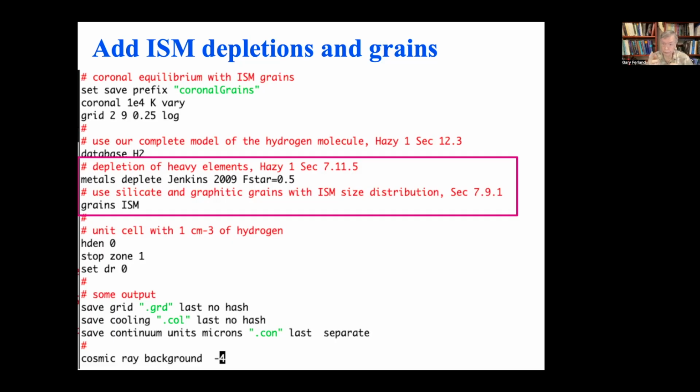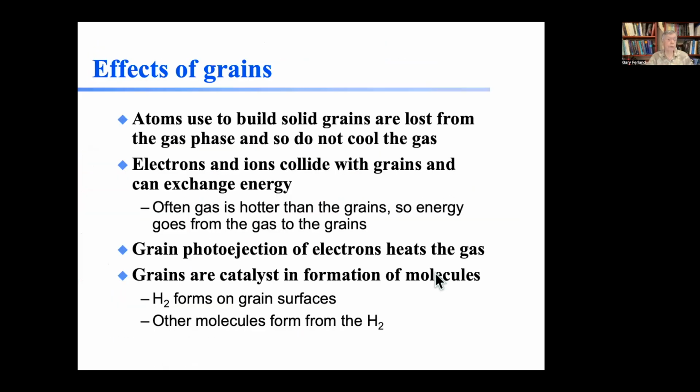One, we're going to deplete the heavy elements according to the prescription in this Jenkins 2009 paper. That's going to remove elements from the gas phase due to condensation on the grains. And secondly, we're going to add the grains. The grains ISM command is going to use an astronomical silicate and graphitic component with ISM size distributions. So with that, we can compute the cooling.